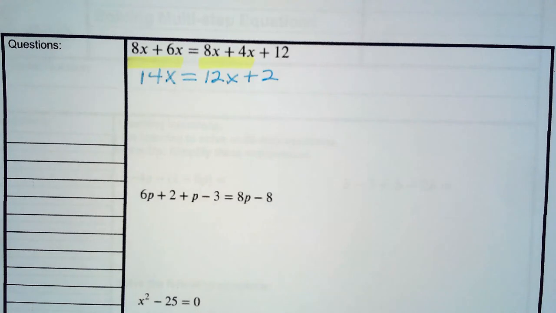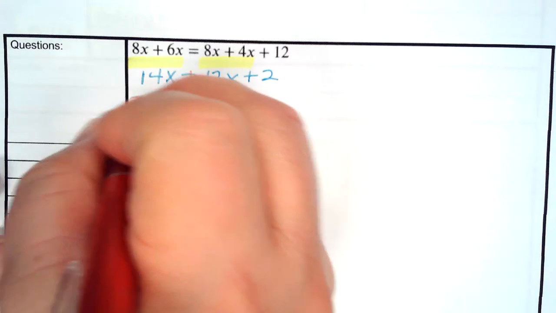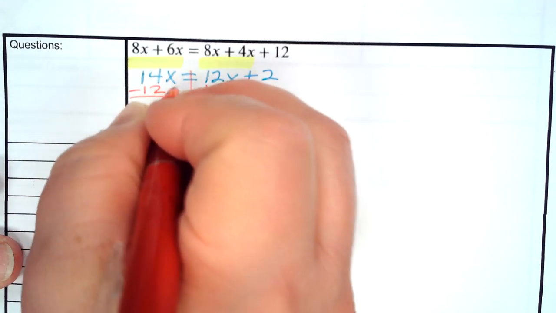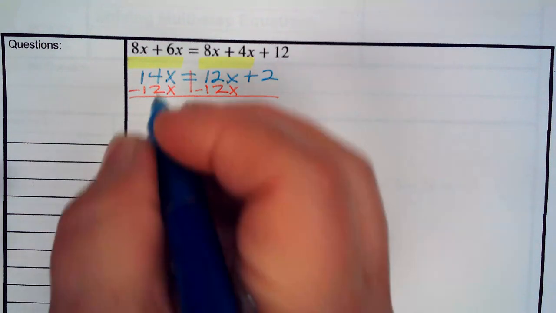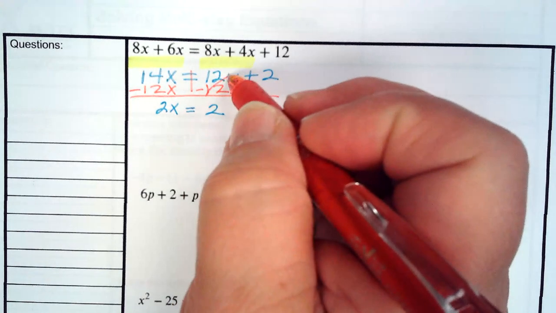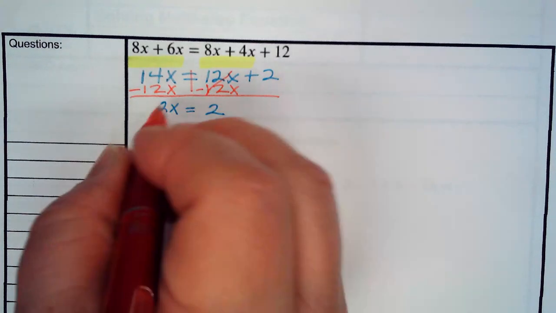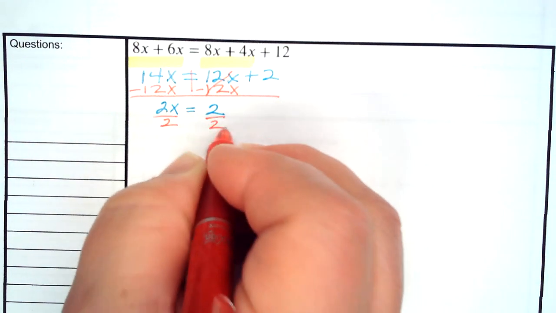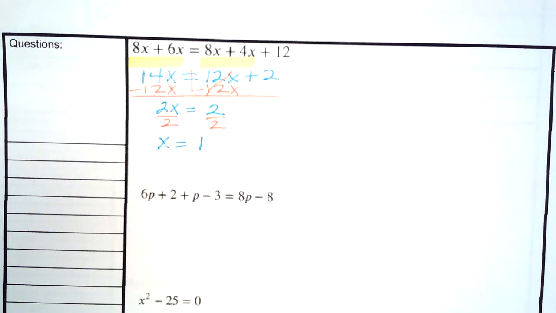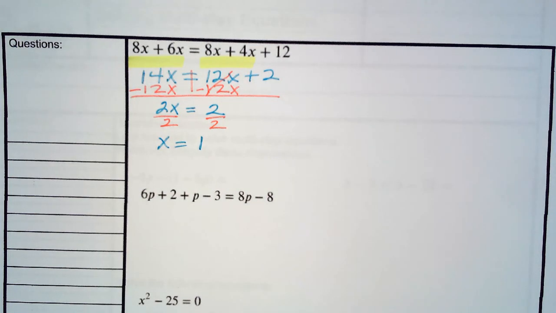Ready to simplify. Subtract 12x from both sides. 2x is equal to 2. Divide by 2. And x is equal to 1. Always go back in and substitute and check your answer.